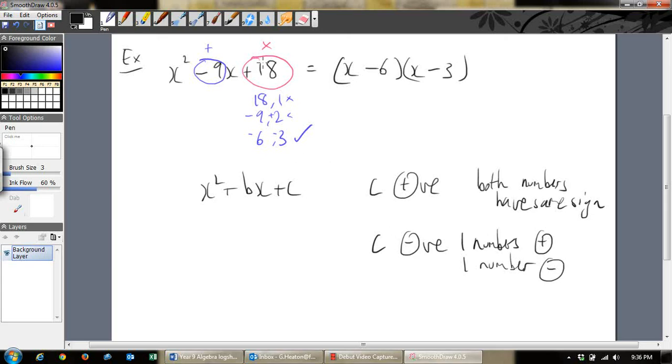If you've got a negative value of c there, then one of the numbers will be positive, one of the numbers will be negative, and that might just help you be able to figure stuff out. But that's basically all there is.